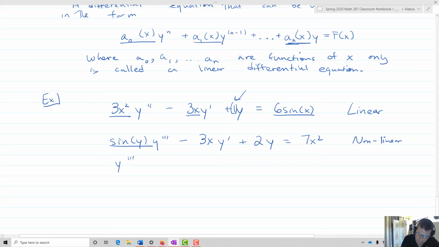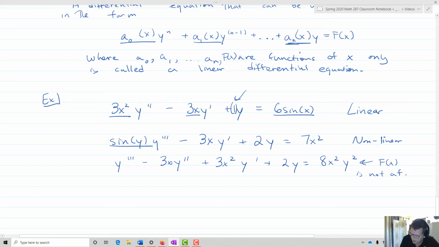Another one that's a bit more common would be something like this. Let's say, for example, we have y double prime plus 3x squared y prime plus 2y equals 8x squared y squared. Now what we want to see is that f of x also has to be a function of x only. We'll see that f of x here is not a function of x only. So that means that this equation is nonlinear.